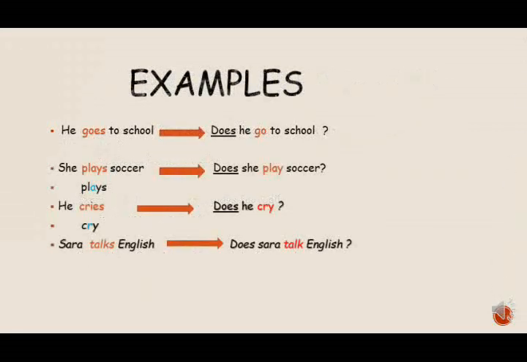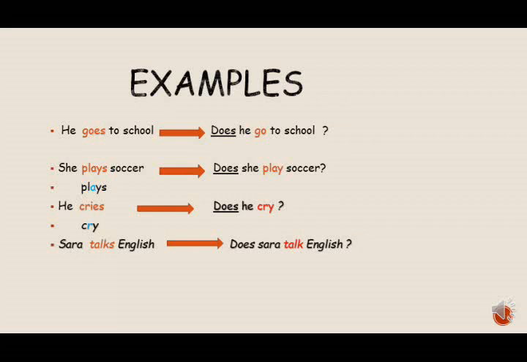Let's move to examples. Here we have 4 examples. He goes to school. The question will be, does he go to school? I changed the color of the verb to show you that when we use does, the verb doesn't change. He goes, not he goes. He goes is wrong.